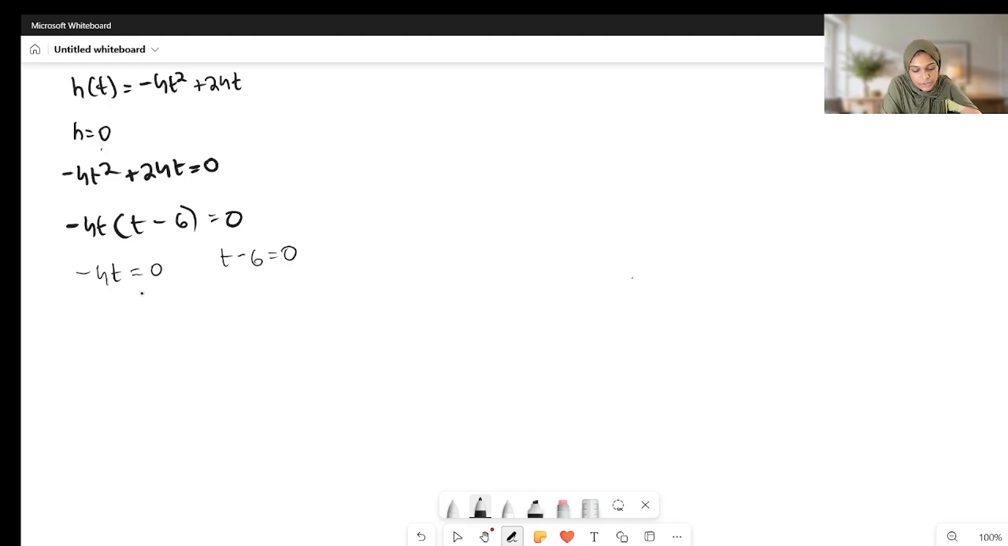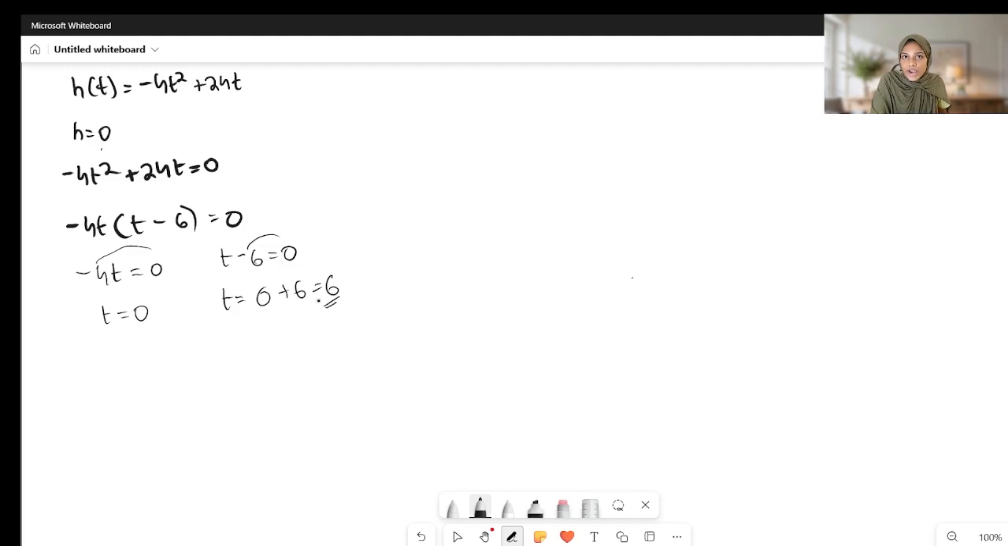Now we need to find both of these. We need to find the time. So we take 4 to the other side, which is going to make it 0. And with the same thing, we will take minus 6 to the other side, which is going to be 0 plus 6, which is 6. So we found 0 and 6. We found out that when you kick the ball into the air, it reaches the ground in 6 seconds.